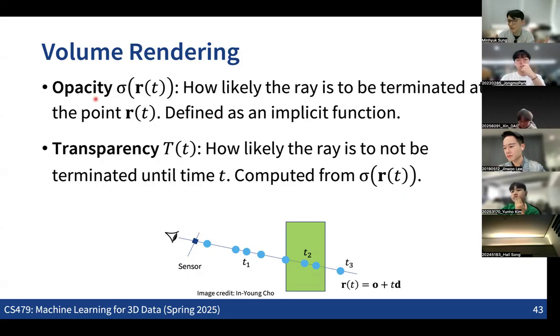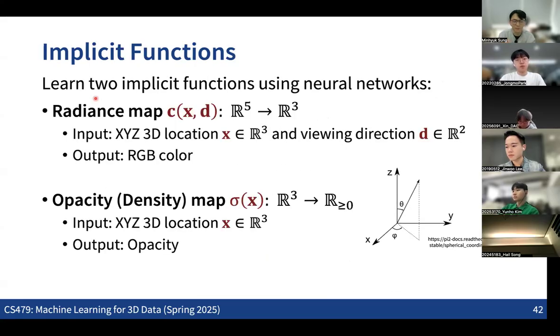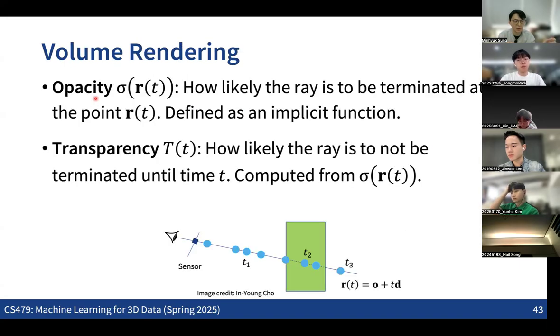So we are getting into some important slides, so it's almost the last minute of the lecture, but this is the most important part. We have these three notions: the radiance map, which is nothing but a view-dependent color, the opacity, which is the probability of how likely the ray will stop at this point, and the transparency, which is how likely the ray will not stop until the time t here. Then based on that, how can we determine the color for each ray?